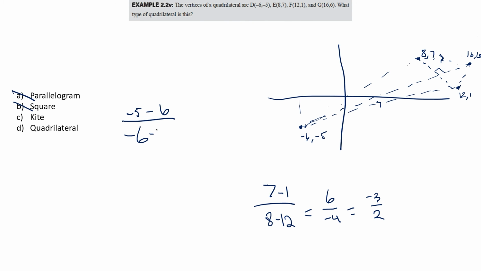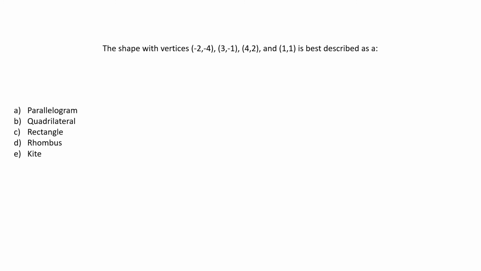Negative 6 minus 16. And this is going to equal negative 11 over negative 22. And we can immediately see we can reduce this down to positive 1/2, which is not the negative reciprocal of this. So this is not a kite either. It's a plain quadrilateral. Just 4 random points. They don't have any special properties. And that's the process for doing all these questions.